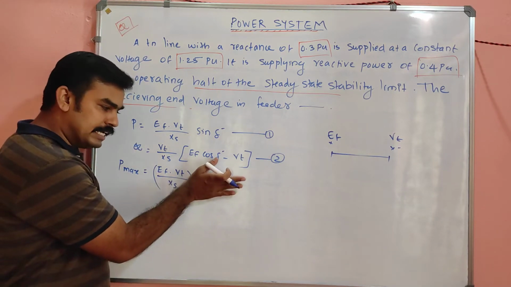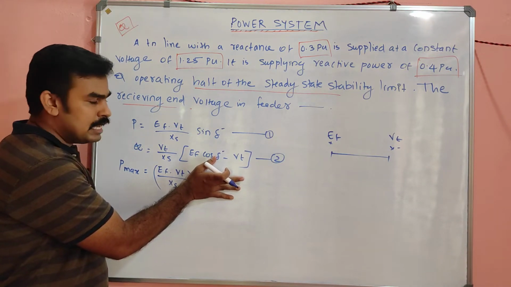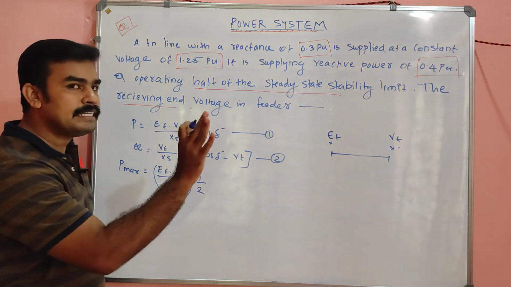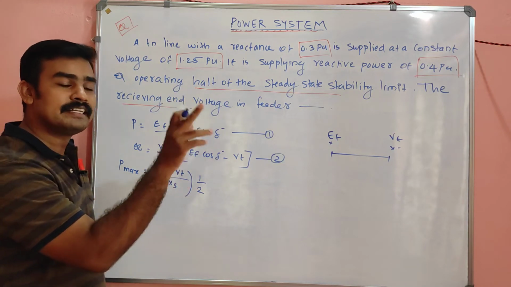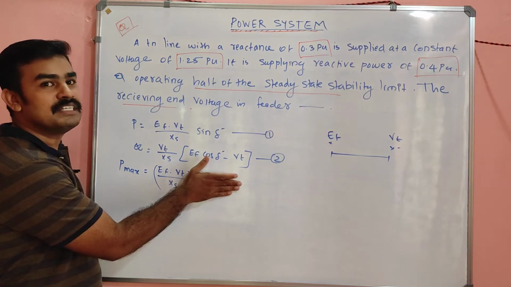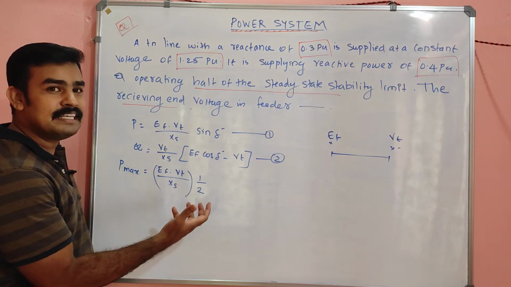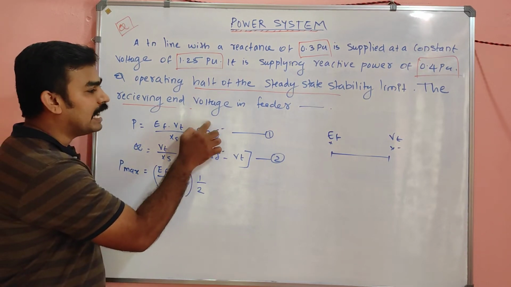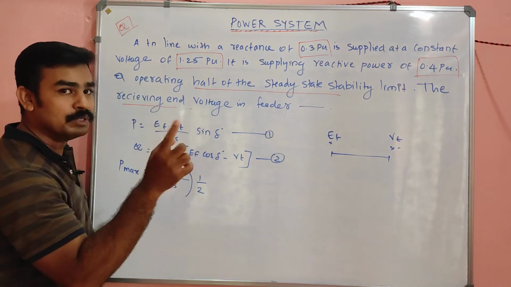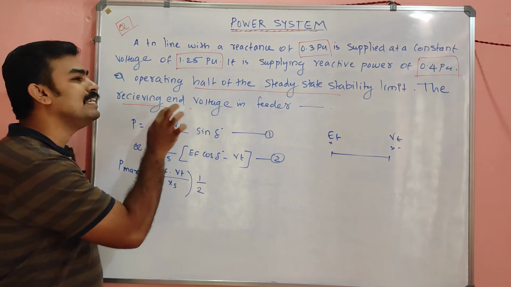Normally the steady state limit is nothing but EF into VT divided by XS, am I right? It's given that operating at half of the steady state limit means it is not operating at the normal steady state limit, but at something which makes it half of the original steady state value. That something is nothing but sine delta becoming 1 by 2. That makes the active power, or the P max, half of the steady state limit.